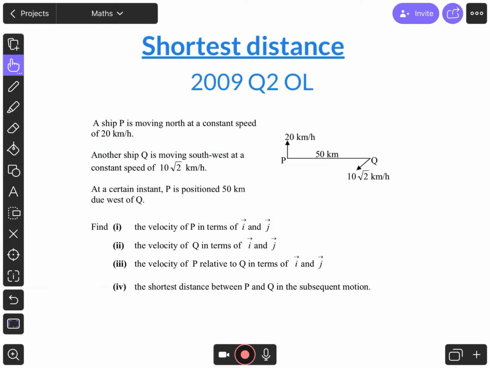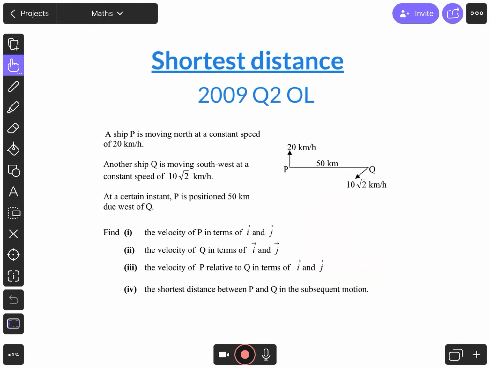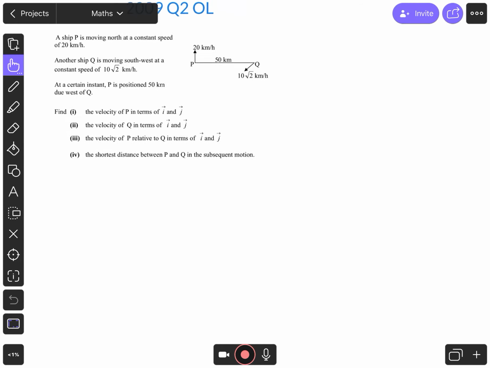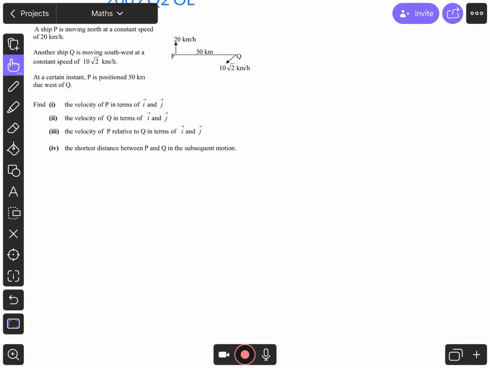So let's use this information now to look at this question and answer this question. The first three parts we should already know how to do. So if you want to pause the video and do those three parts, you can. And we are going to then go through the final part. So looking at this question here, we have a ship P moving north at a constant speed of 20 kilometers per hour. We have another ship, Q, moving southwest at a constant speed of 10 root 2 kilometers per hour, and at a certain instant, P is positioned 50 kilometers due west of Q. So once I see something like that, I'm thinking shortest distance.